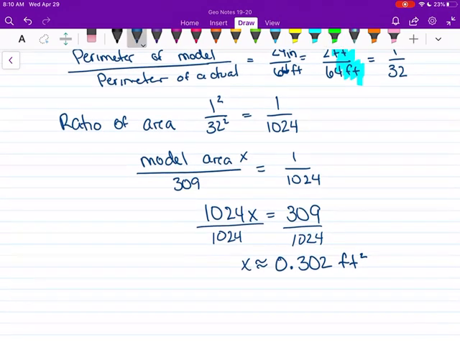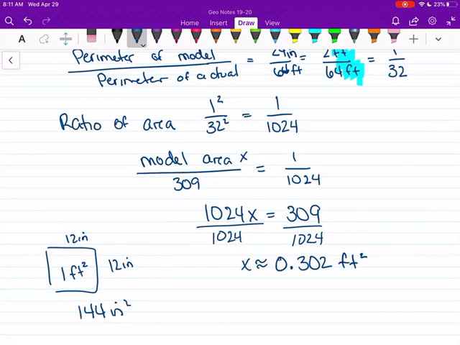So let's think about this. So if I have 1 square foot, that is 12 inches by 12 inches, which is 144 inches squared. So 1 square foot is equivalent to 144 square inches. So I'm going to multiply this by 144 square inches, and I'm going to get that X is approximately 43.5 square inches. All right. Okay. This one was a little tricky because of all the conversions and stuff. So go ahead, try your homework, and let me know if you have any questions.